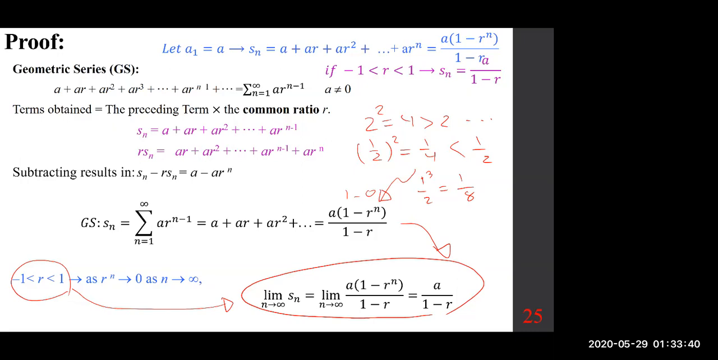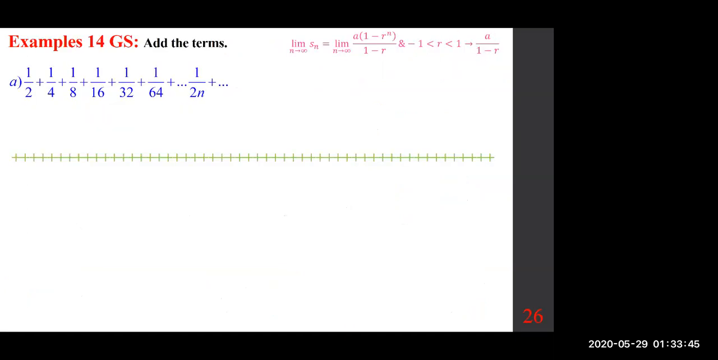So here's an example. We want to add these terms. We want to add 1/2, 1/4, 1/8, so on and so forth. What you need to realize is that this is a geometric sequence. Now, if it's a geometric sequence, what is its first term?